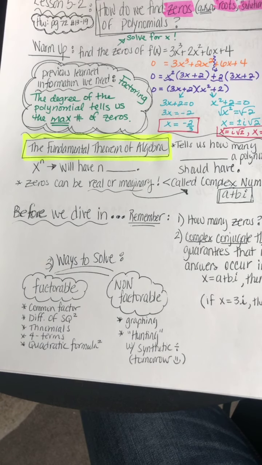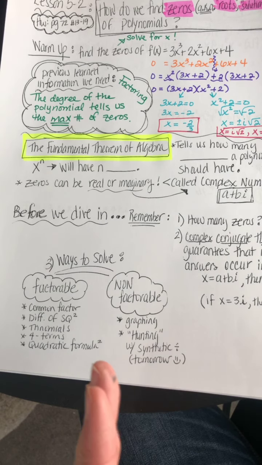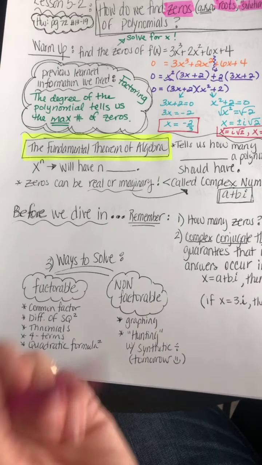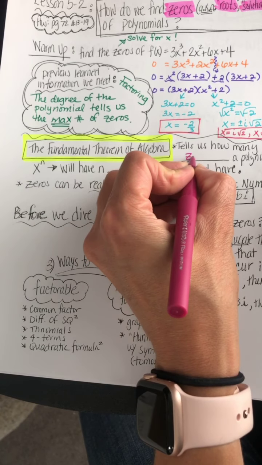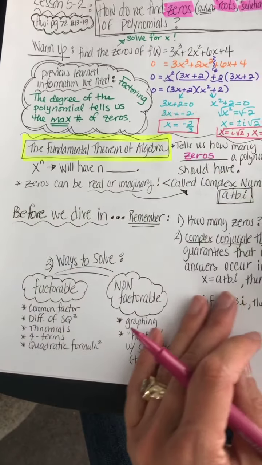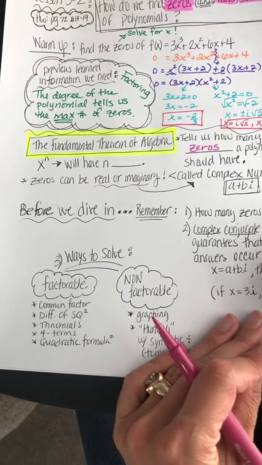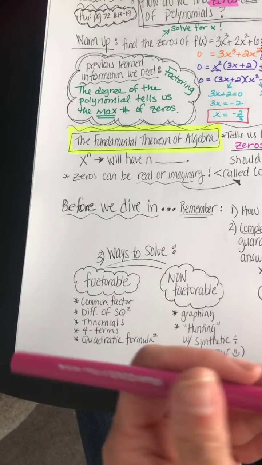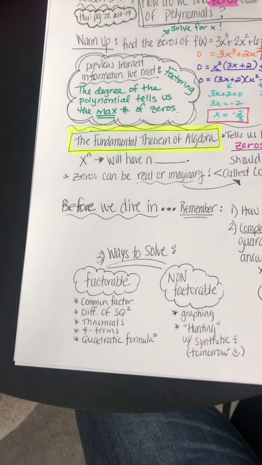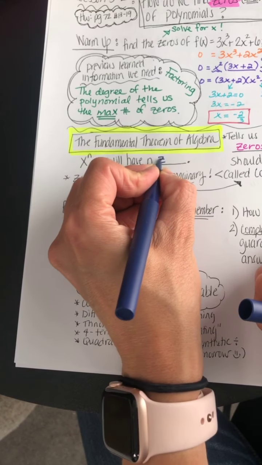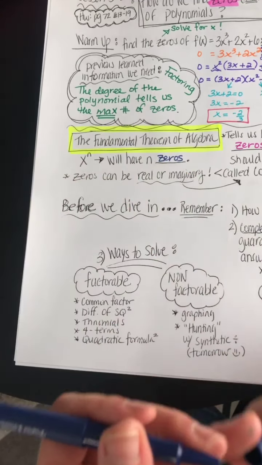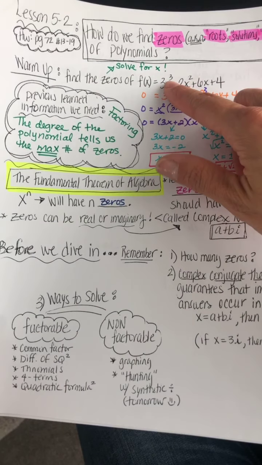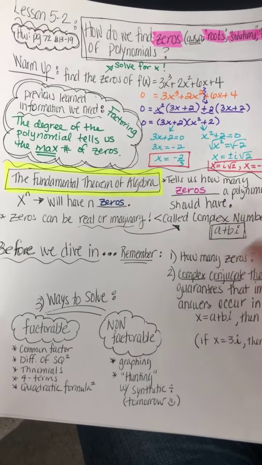This theorem tells us how many blank a polynomial should have. Well, since we're talking about solving, it probably has to do with how many zeros a polynomial should have. So if we have a polynomial x to the nth power, it's going to have n zeros. So for instance, this one was to the 3rd power, and it had 3 zeros.